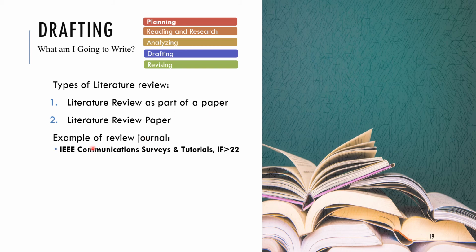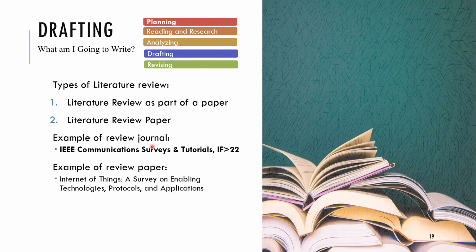Examples of journals that fully accept literature review: IEEE Communications Surveys and Tutorials. This has a high impact factor, more than 22 at the time of the presentation. Of course, it's not easy to write these. Usually it's by invitation. Now we have an example of a paper: Internet of Things, a survey on enabling technologies, protocols, and applications. You can tell how many references they have for the literature review, because it's a generic work, and it will save many others from writing a dedicated literature review.